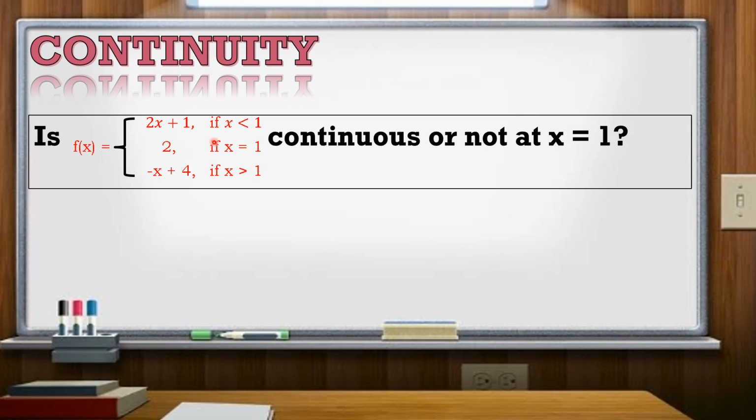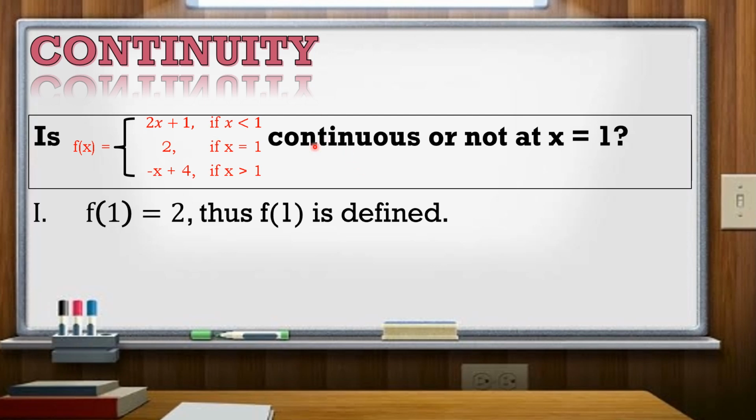steps. First, get our f of c. If it is defined, then we proceed to step number 2. If it is not defined, then your f of c is undefined, which means your f is discontinuous.